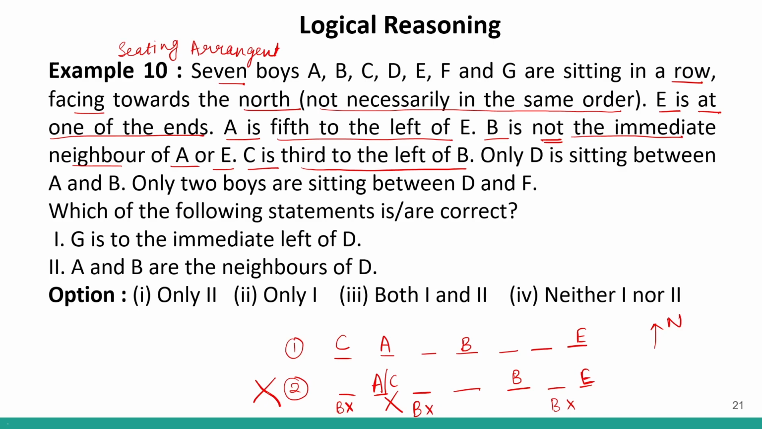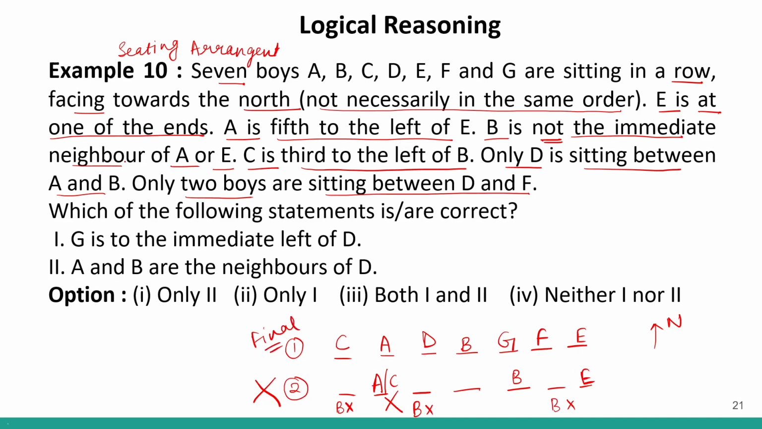You see how we have to take into account all the possibilities while solving questions for seating arrangement. Okay. Because now this is basically a 3rd or 4th possibility that is going on. Correct? From the starting, only D is sitting between A and B. Then only 2 boys are sitting between D and F. That means between D and F, 2 people are sitting. So this will be vacant, and there are 7 people: A, B, C, D, E, F, and G. So G will be automatically placed over here. So this will be my final seating arrangement.